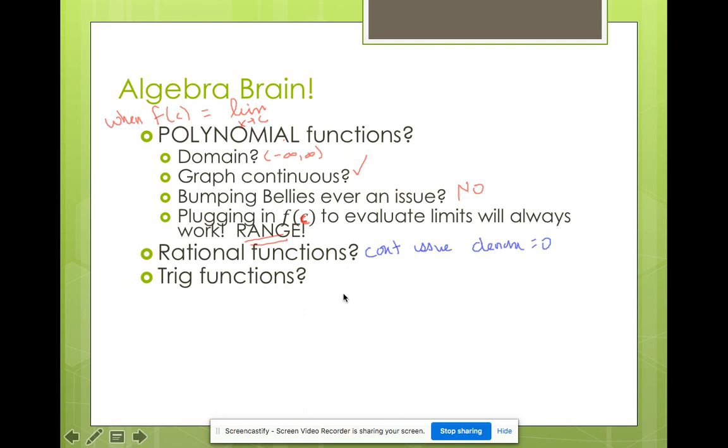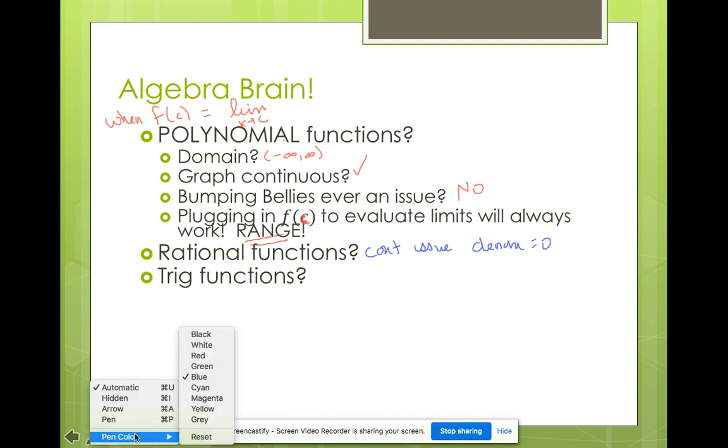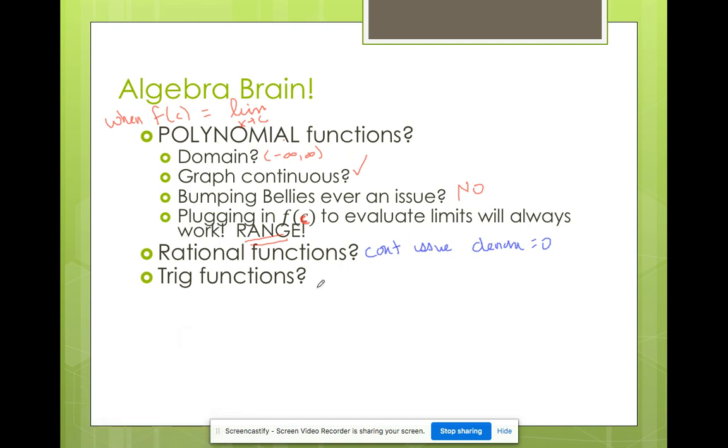Trig functions, sine and cosine, no problem. Sine and cosine are continuous over the domain. Bumping bellies is never an issue. f of c is the same. Plugging in c, the range value, will be the limit.